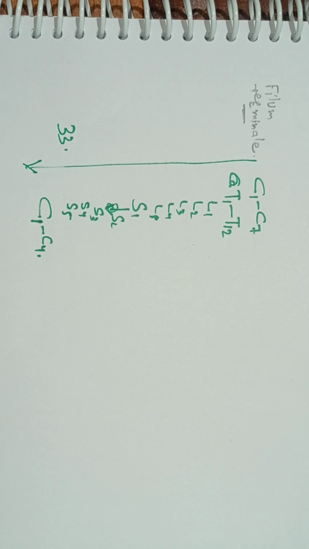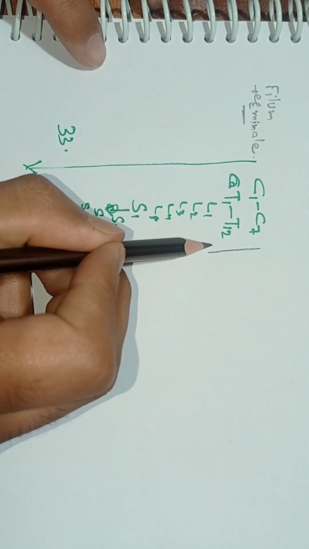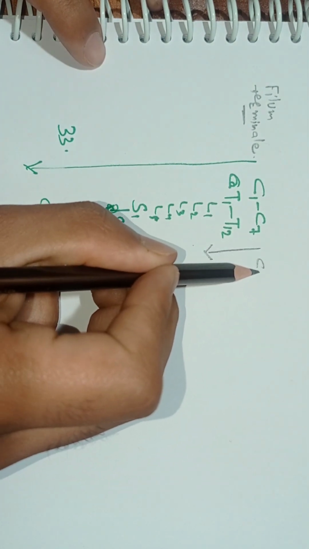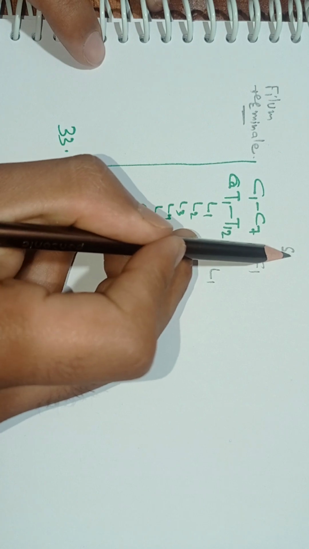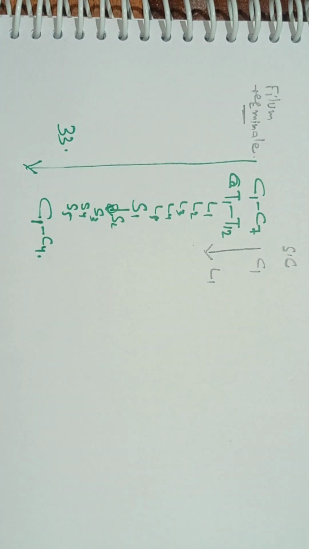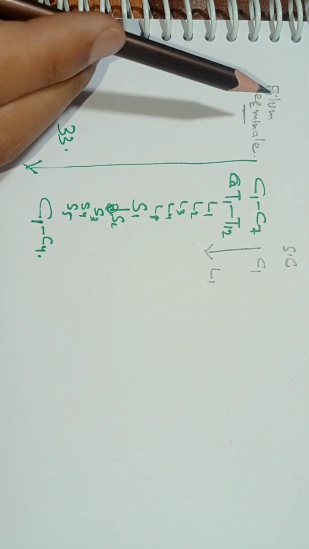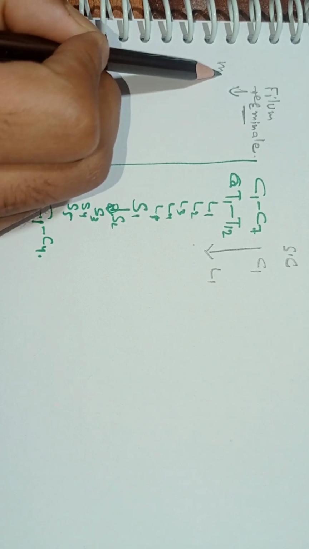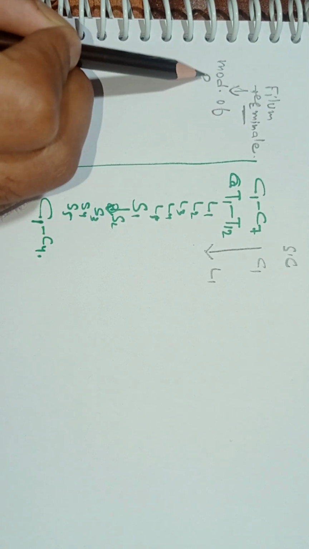And clearly, filum terminale. We know from C1 to L1 is the extension of the spinal cord. Filum terminale, we know it is a modification of the pia mater.